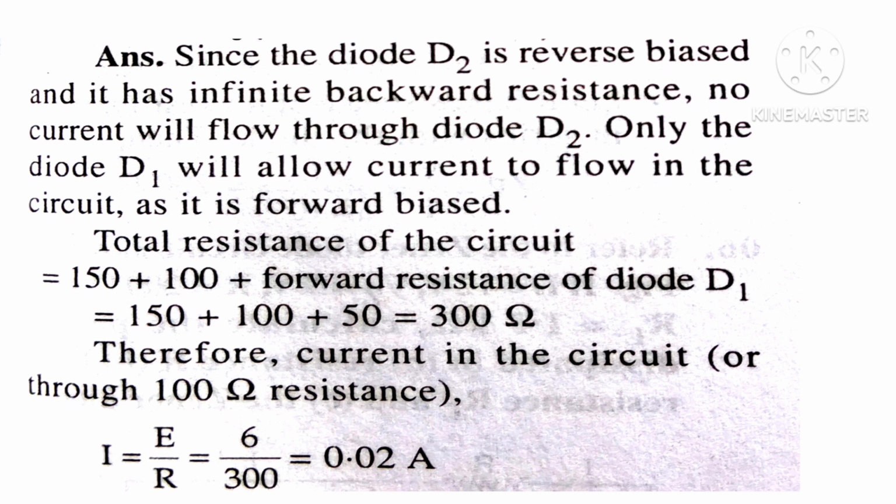So total resistance of the circuit equals 150 plus 100 plus forward resistance of diode D1, that is 50 ohm. So total resistance of the circuit equals 150 plus 100 plus 50 equals 300 ohm. Therefore, current in the circuit or through 100 ohm resistance I equals E upon R equals 6 upon 300 equals 0.02 ampere.